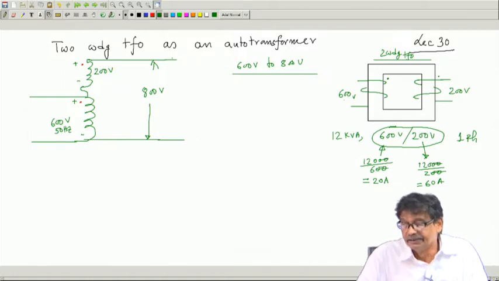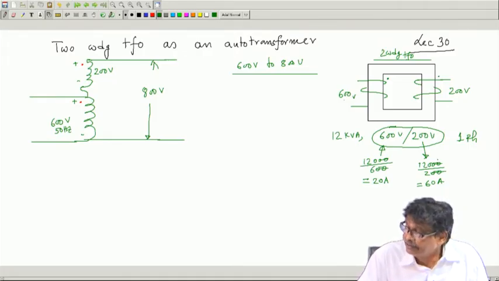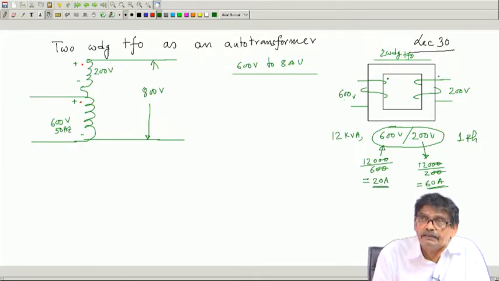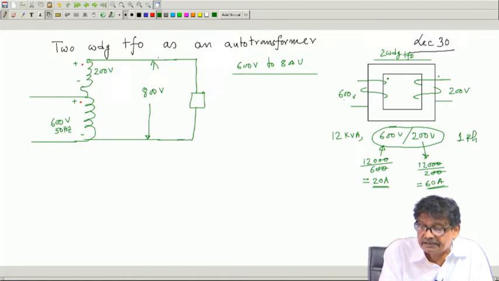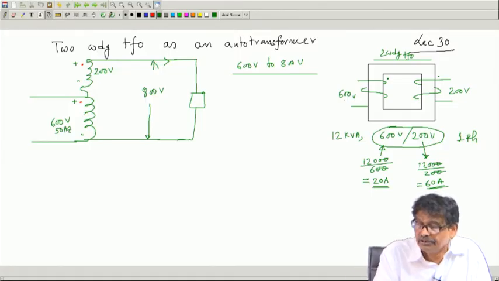Now, one interesting thing I must tell you here, that rated currents of the windings are known. LV side rated current is 60, HV side is 20. Now, the question is how much current I will allow to flow, what sort of impedance should I connect, what will be the maximum current I can draw from this combination. Here, what should be the current I must allow to flow through the load? This is load.